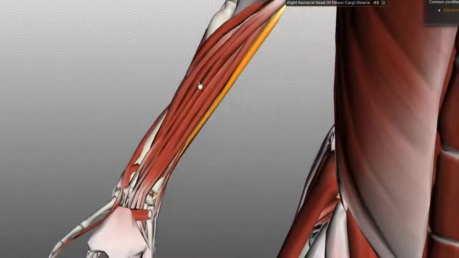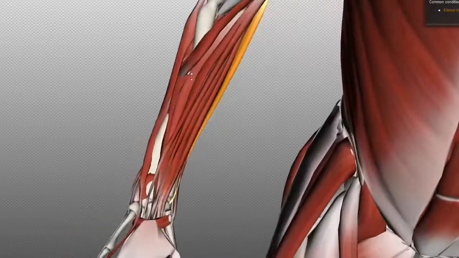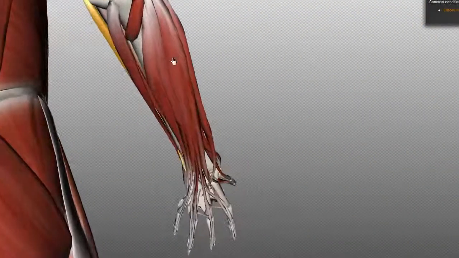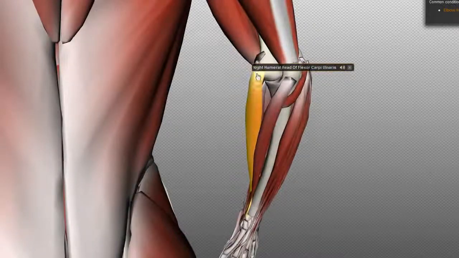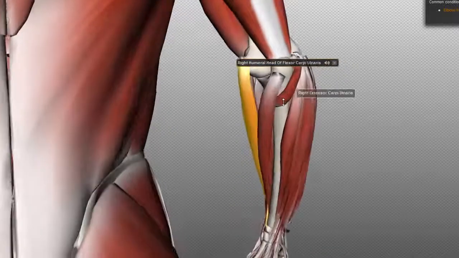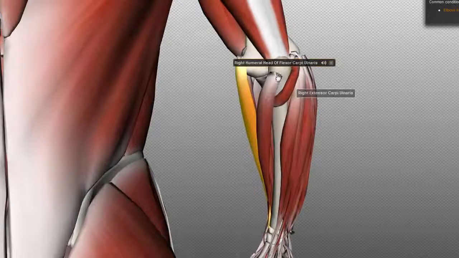So this muscle actually has two heads. So I'll just rotate this model around. And you can see one head inserting on the medial epicondyle of the humerus and the other head inserting posteriorly on the ulna and at the olecranon. So it's got two heads, the flexor carpi ulnaris.